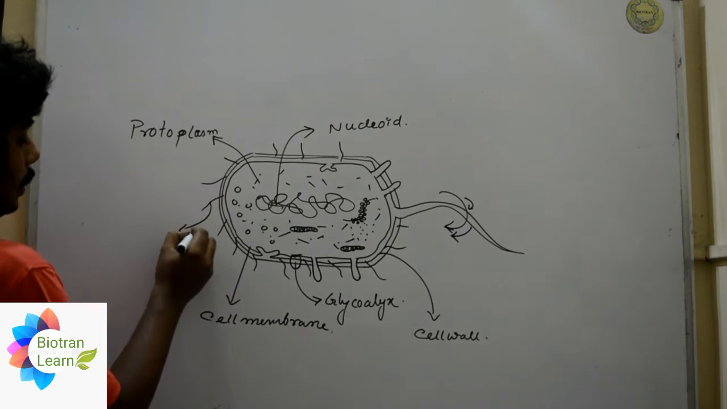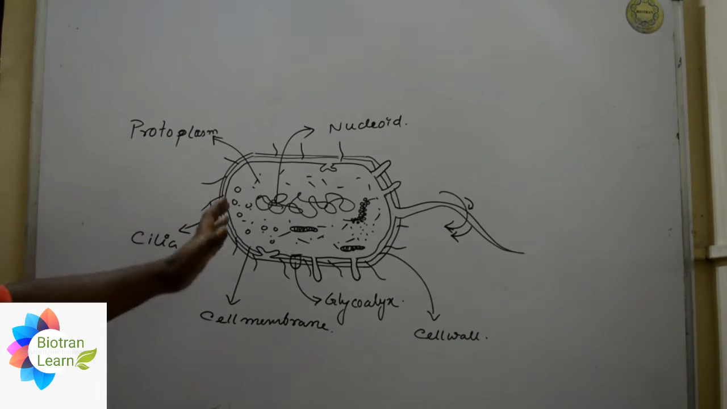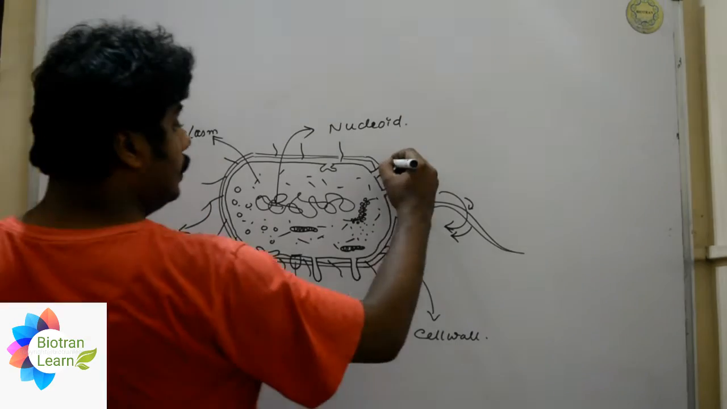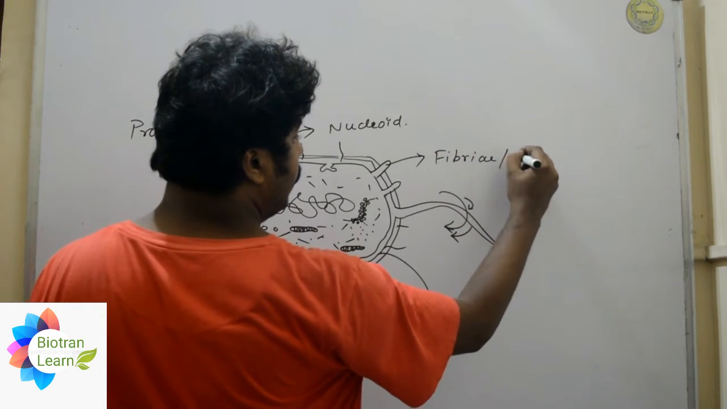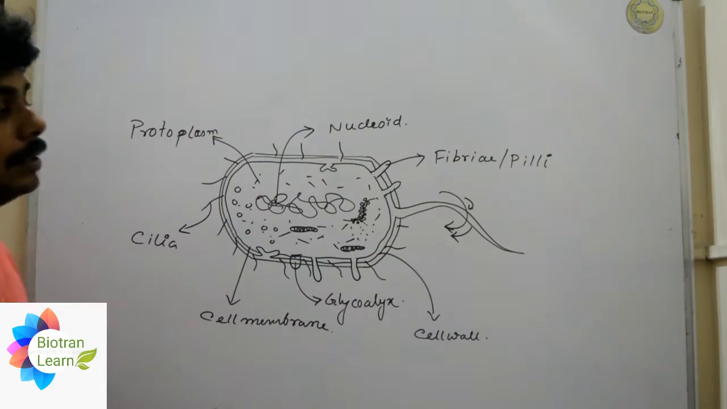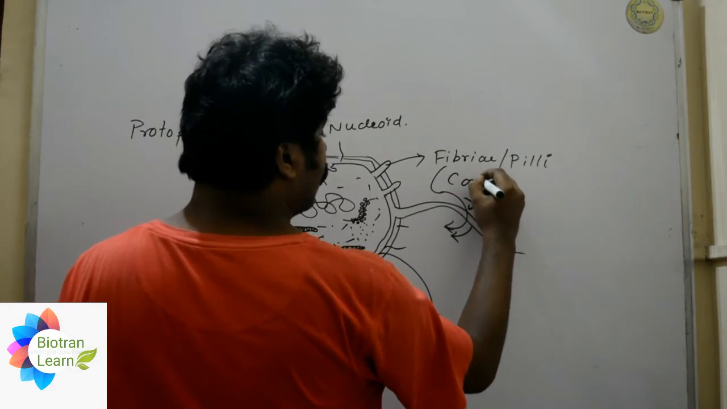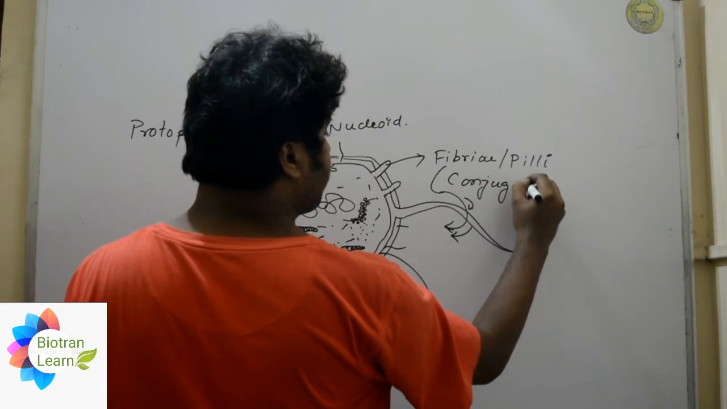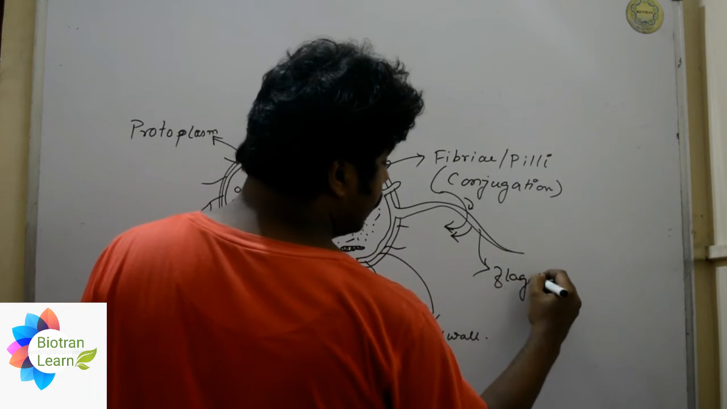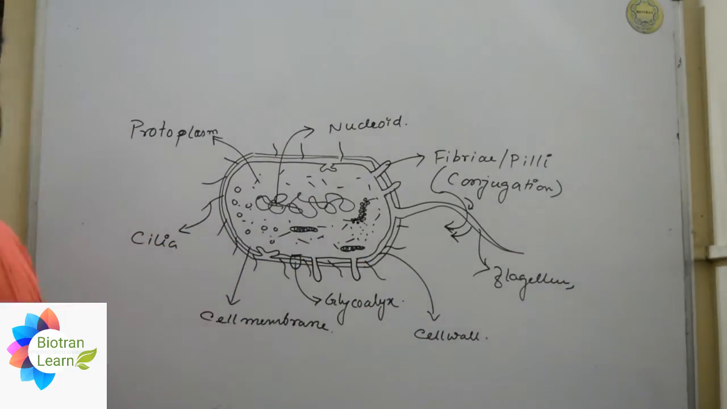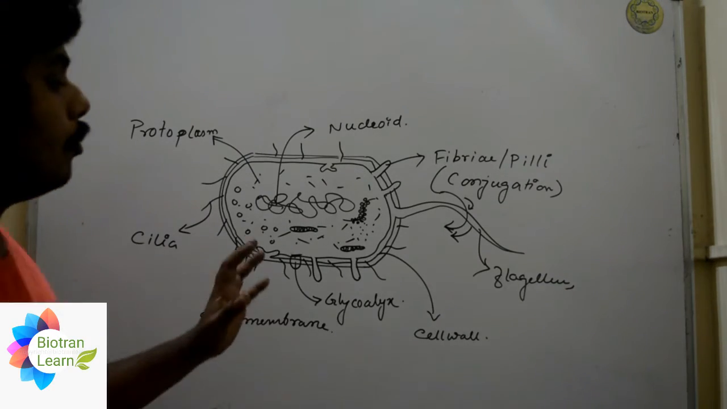Okay, so these are cilia. These cilia help in propagation in different directions, right? These are known as fimbriae or pili. These help in the conjugation process of bacteria, right? This is known as flagellum. This gives the propulsion effect for a bacteria to move forward or backward.